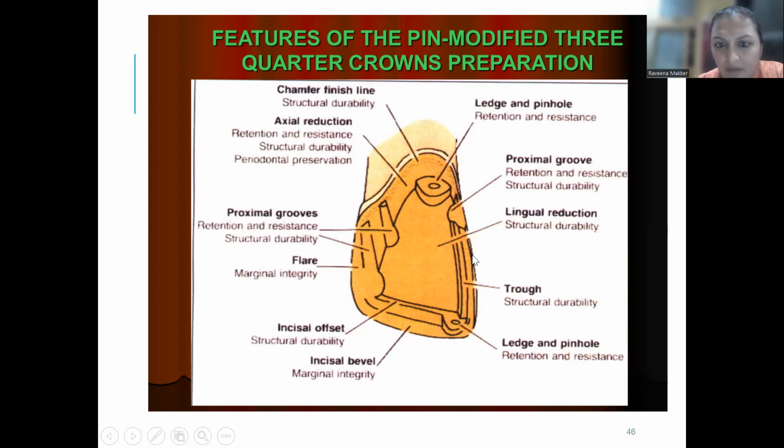The flares are created. Now this is the incisal offset, which is connecting the two grooves. Then this incisal bevel. Then for the pinhole, the ledge and pinholes are created for retention and resistance. This is the lingual reduction.